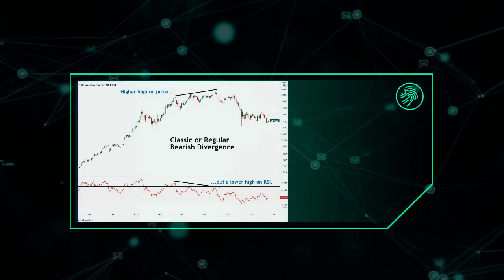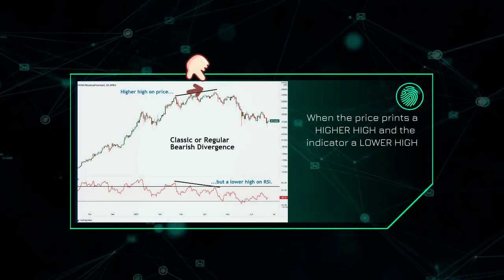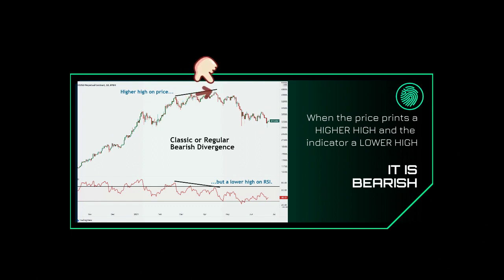A classic bearish divergence happens when the price of a stock or investment is going up, but an important indicator like the relative strength index indicator is showing the opposite. This is a sign that the price might start going down soon.